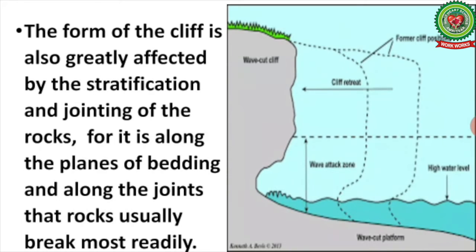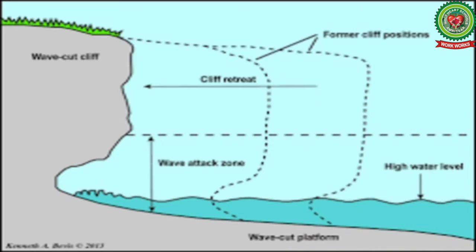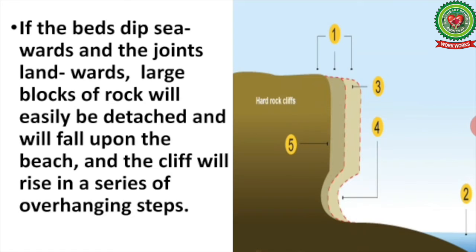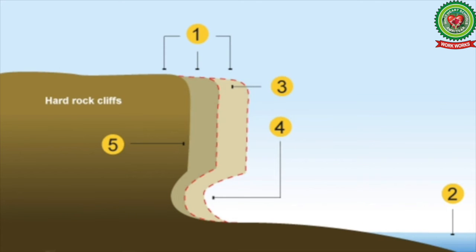The form of the cliff is also greatly affected by the stratification or layering and jointing of the rocks, for it is along the planes of bedding and along the joints that rocks usually break more readily. If the beds dip seawards and the joints landwards, large blocks of rock will easily be detached and will fall upon the beach, and the cliff will rise in a series of overhanging steps.